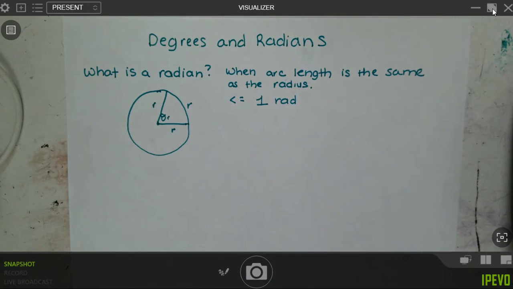Okay, a couple other little bits and pieces that go with radians. And I'm sorry, this camera is very slow, so I'll just try to slow down.